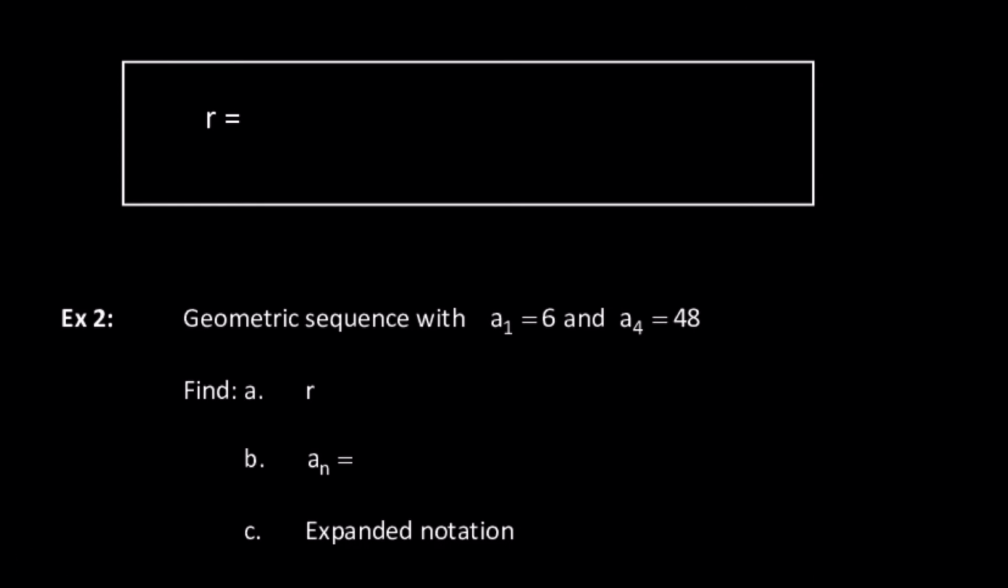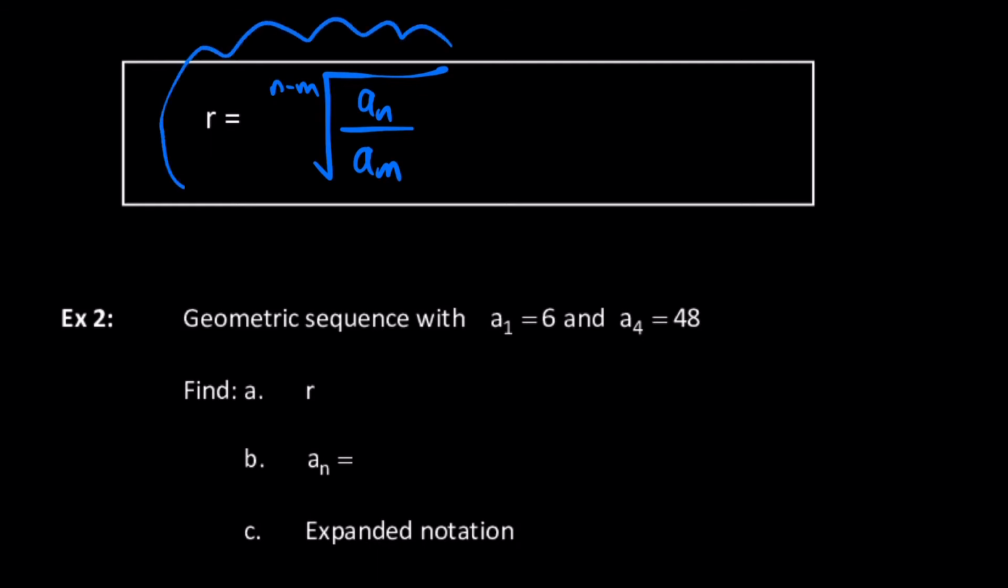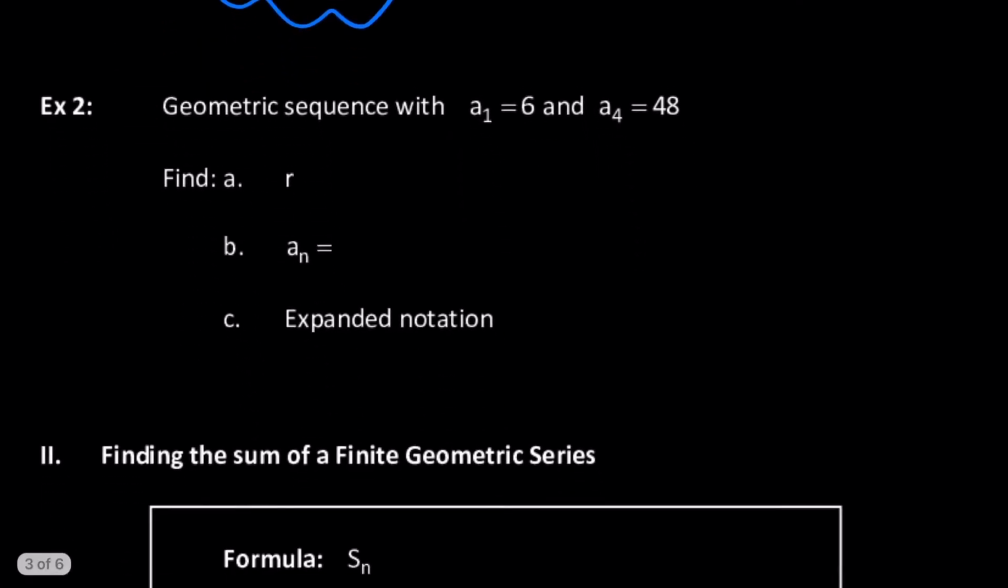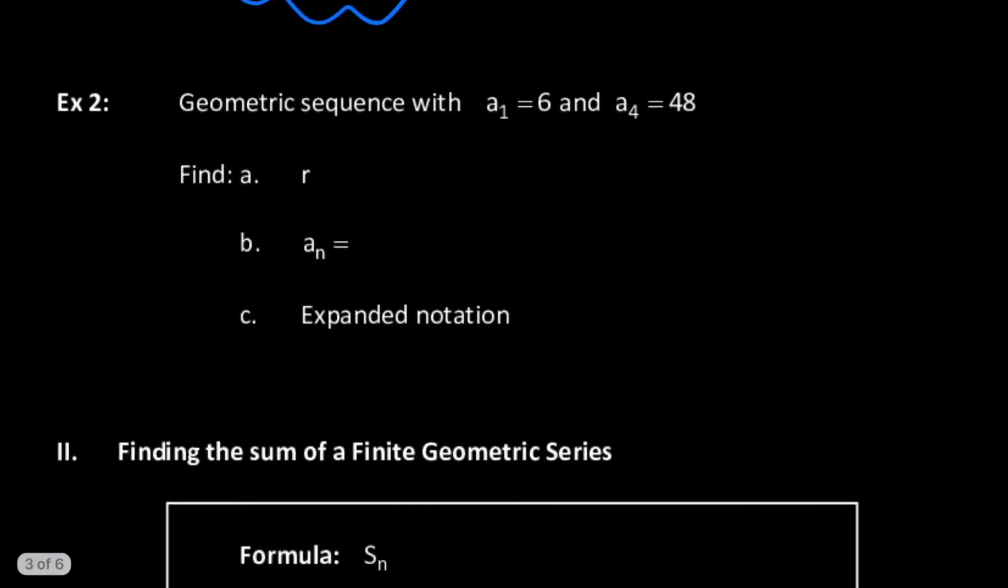Okay, let's practice finding r. So this would obviously be for a geometric series. The formula is the n minus m root of a sub n divided by a sub m. And again, I don't care if you have this formula memorized or if you just know what to do with the numbers, that's totally fine. So here we go. Geometric sequence, a sub 1 is 6, a sub 4 is 48. I need to find r. Okay, well that's going to be the 4 minus 1 root of 48 divided by 6. If this was calculator inactive, I think we could do this because 4 minus 1 is 3. So I'm taking the cube root of 48 divided by 6, which is 8. And we should all know the cube root of 8 is 2.